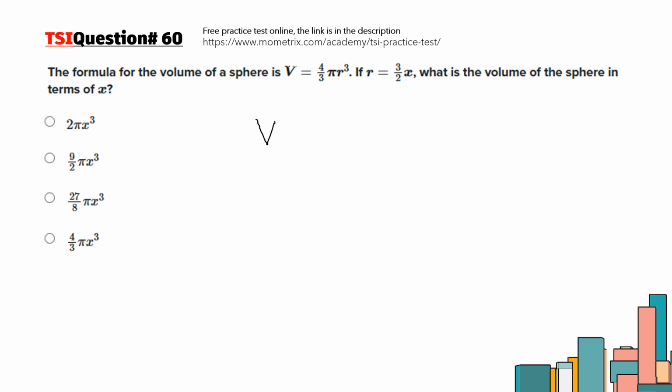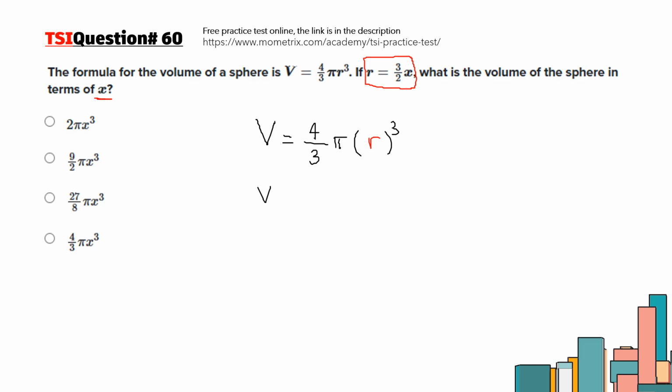So we have V equals 4 over 3 pi r cubed. In terms of x means the answer will only include x, no more r. So the r is equal to 3 over 2x, so we have to plug in the expression. We replace r with 3 over 2x.